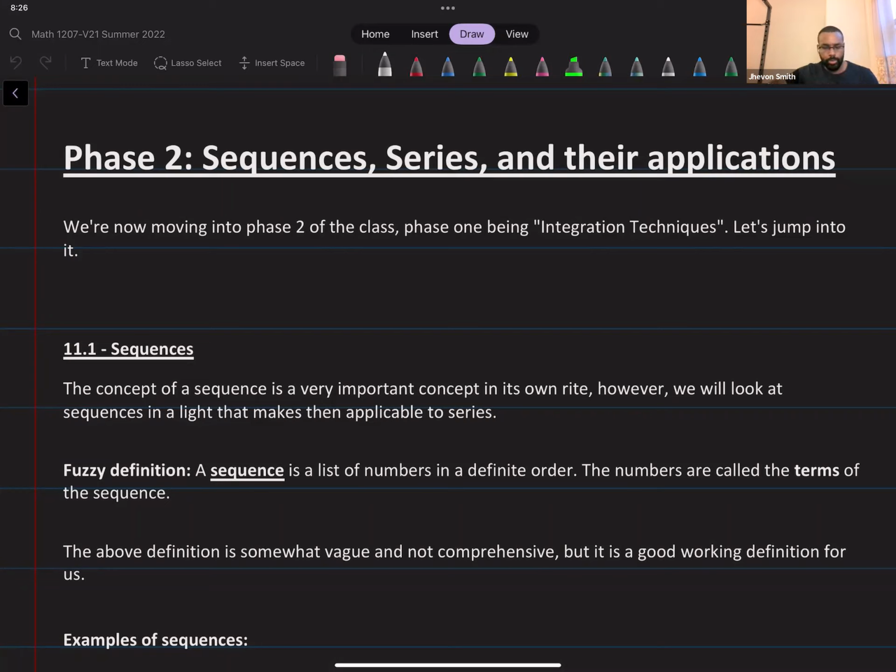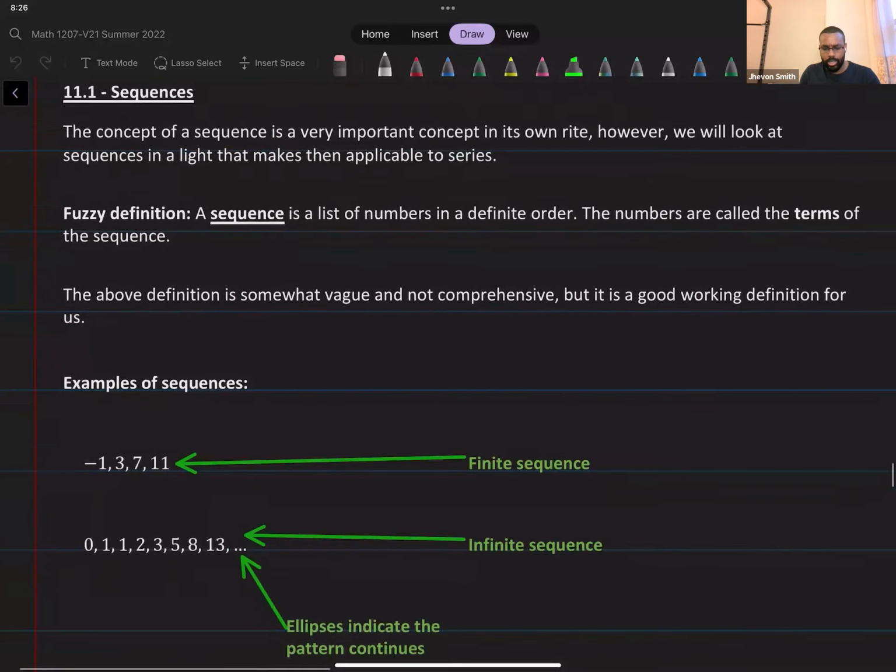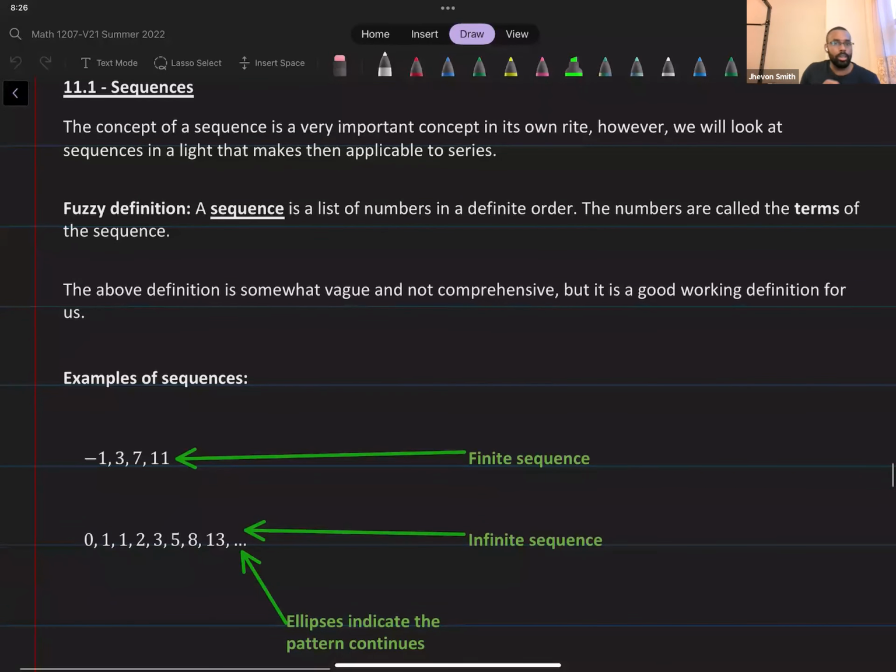Okay, so examples of sequences. For example, here I write down a list of numbers: -1, 3, 7, 11. This is a sequence. Because this list ends, it's called a finite sequence. So this is a sequence with 4 terms. Each element in the list is called a term of the sequence. So there's such a thing as a finite sequence, a finite list of terms.